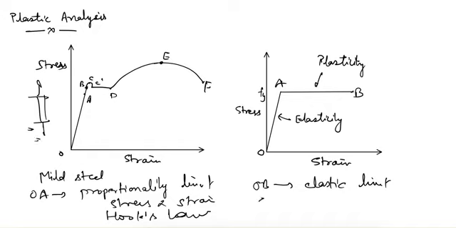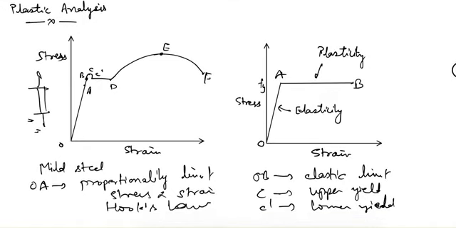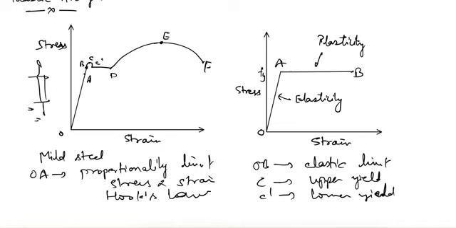Now after this point B, the material yields, that is we get the upper yield point and then we get the lower yield point, that is C dash. After the elastic limit, the material enters the plastic zone, that is any deformation occurring after this elastic point will be permanent. Now in this part, from C dash to D, the strain increases even without increasing the stress. The stress at this point is denoted as Fy, that is our yield stress.